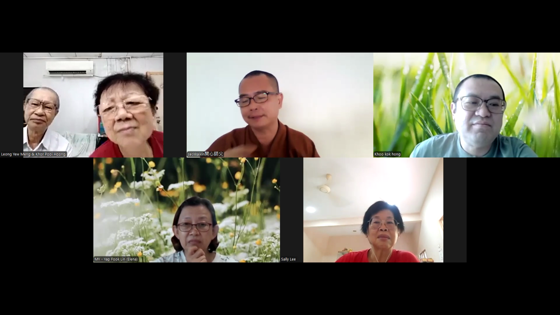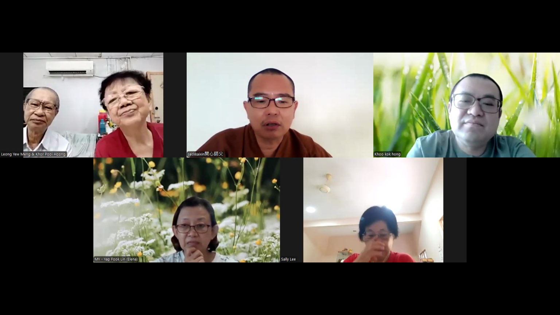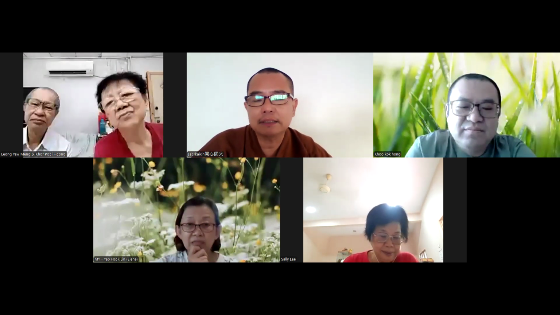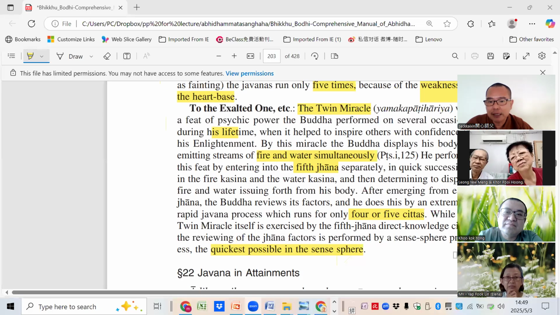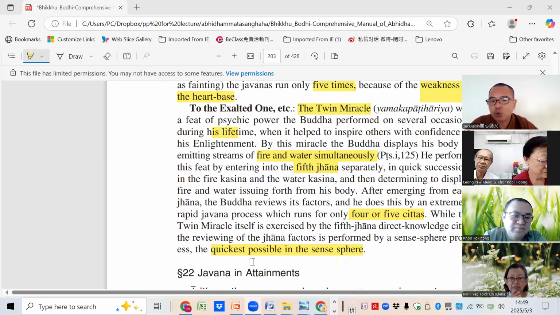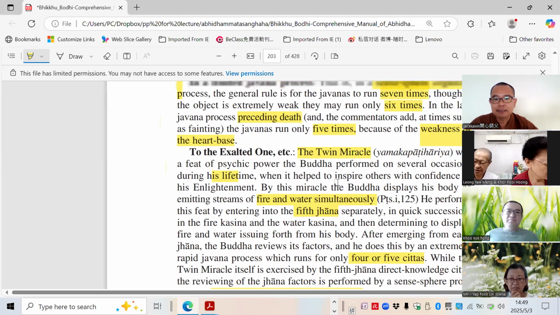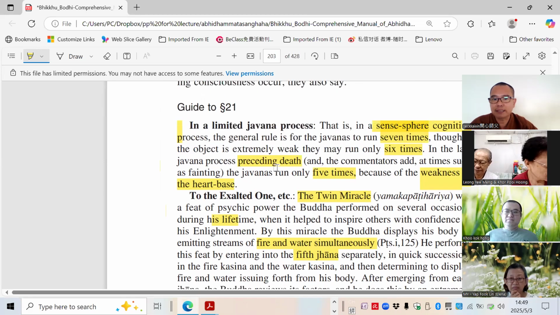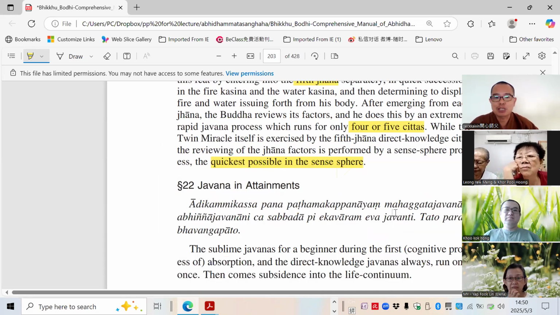Okay, so next let's take a look. We talk about the number of the javanas. Let's continue. You see, this is the 4 or 5 here. It's the quickest possible in the sense sphere. Then besides, now the twin miracle. Then we know that before the preceding death it is only 5 times. Some are very weak, around 6 times. Basically it is 7 times, but it must be a very strong object. Either 7 or nothing. That is the rule, so we call it the javana.